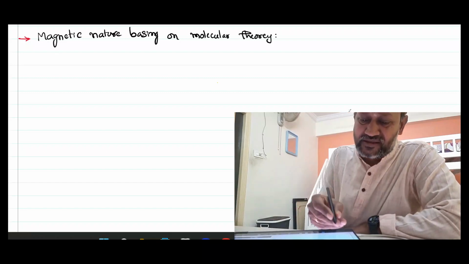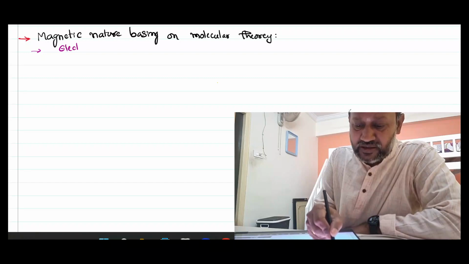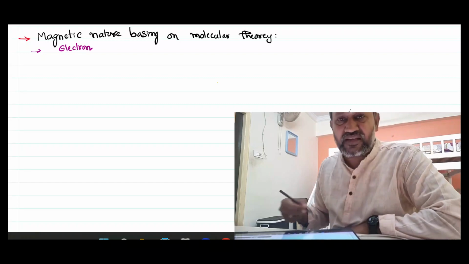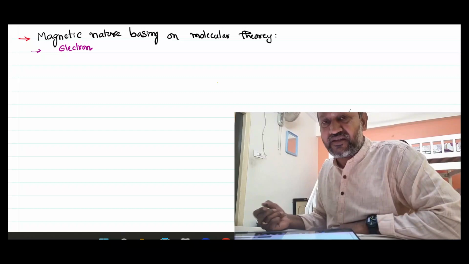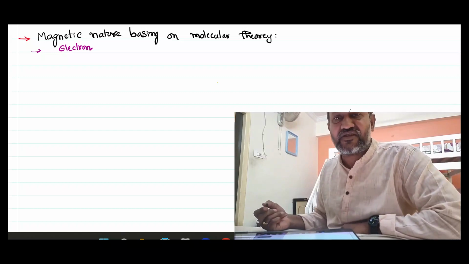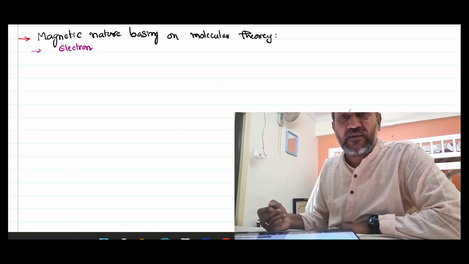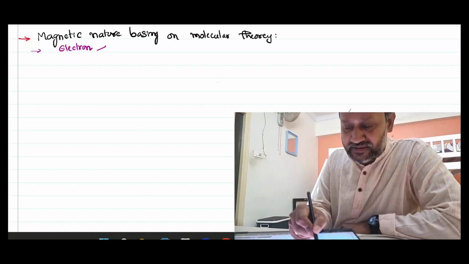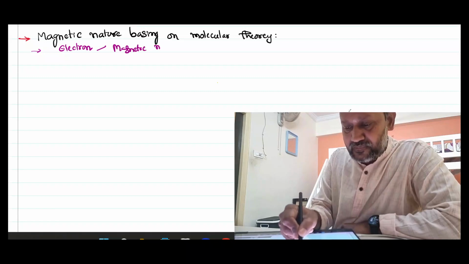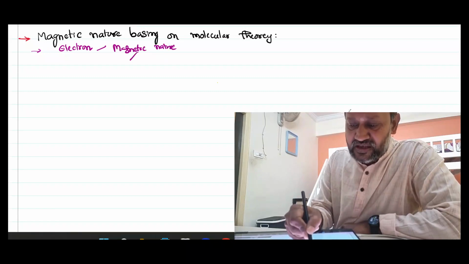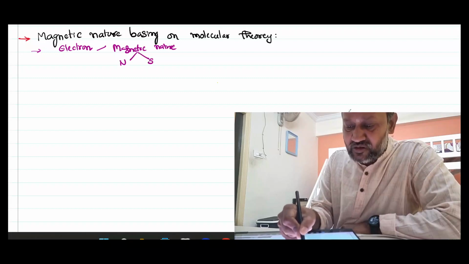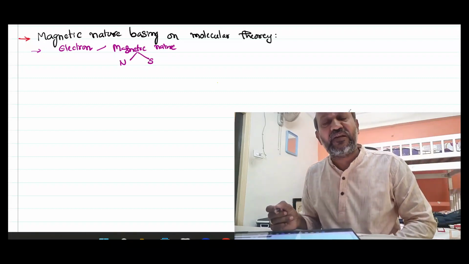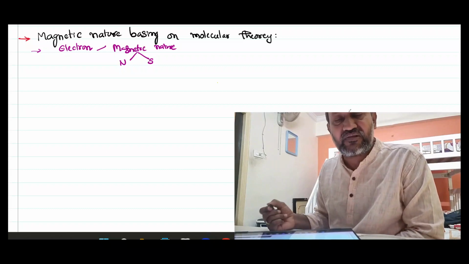What I mean by that is, say for example, even if you look at an electron, which has a charge, the fundamental charge, it behaves like a magnet with two poles. It has a magnetic nature, which has a north pole as well as a south pole. One face of it behaves like a north pole, another face of it behaves like a south pole.